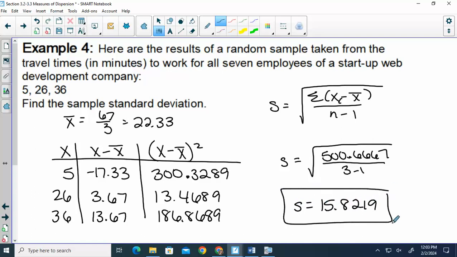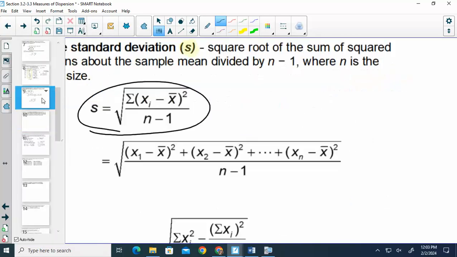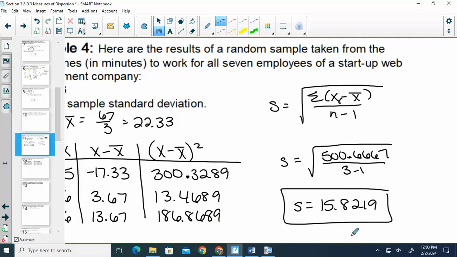So how does that compare to our original? The original, when we did the whole population, the standard deviation was 11.3569. This is 15.8219. So this one's bigger, so what does that tell me? These points are more spread out than the original times.